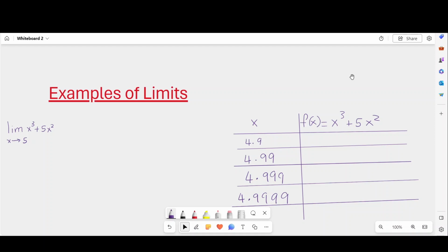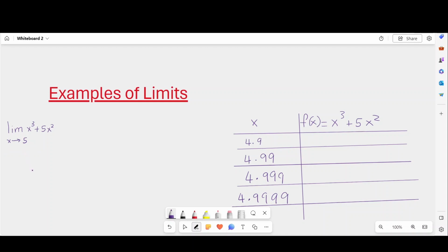In this video, we will calculate a limit algebraically. Let's dive right into it with an example. Let's calculate the limit of x cubed plus 5x squared as x approaches 5.